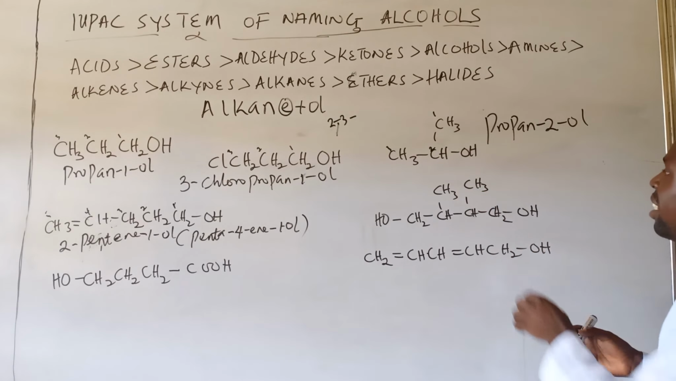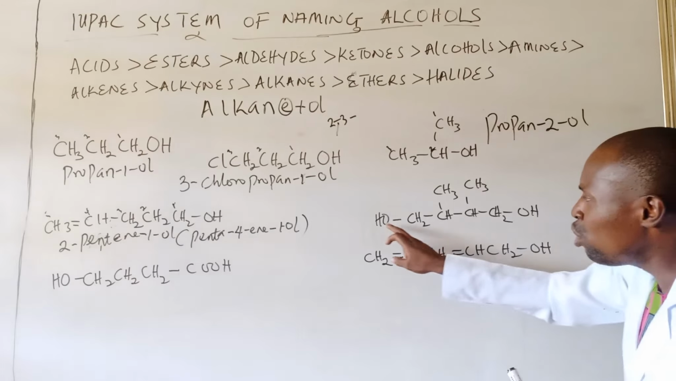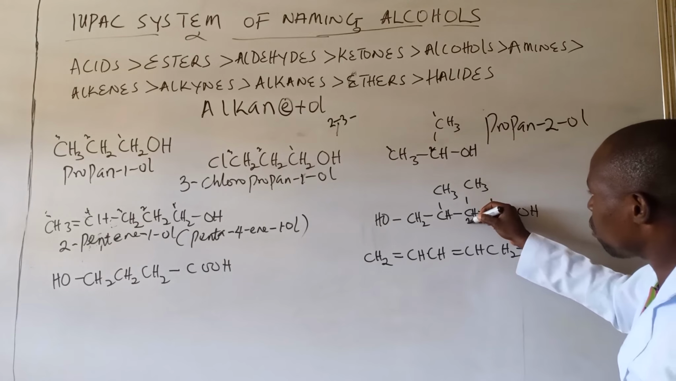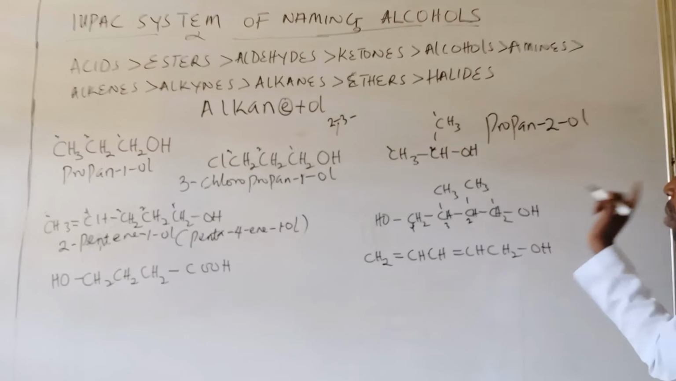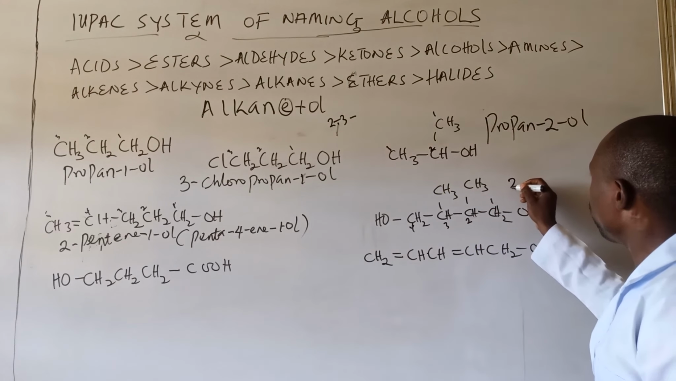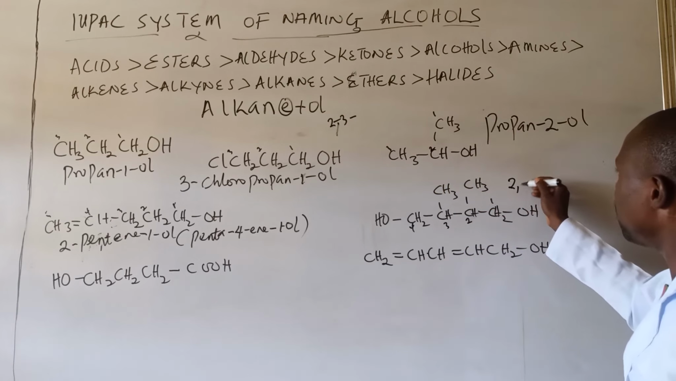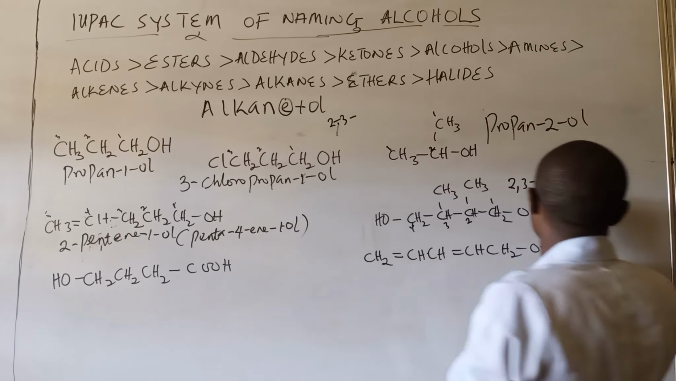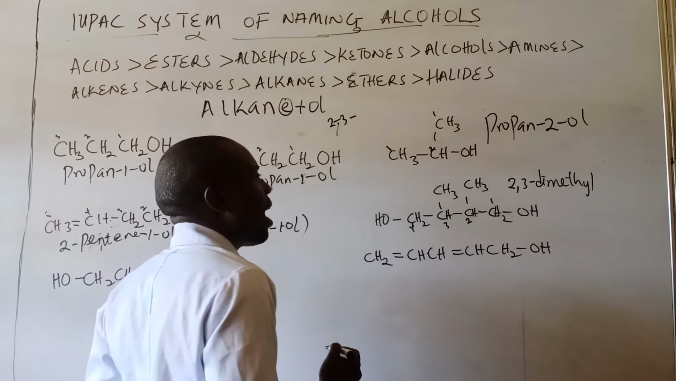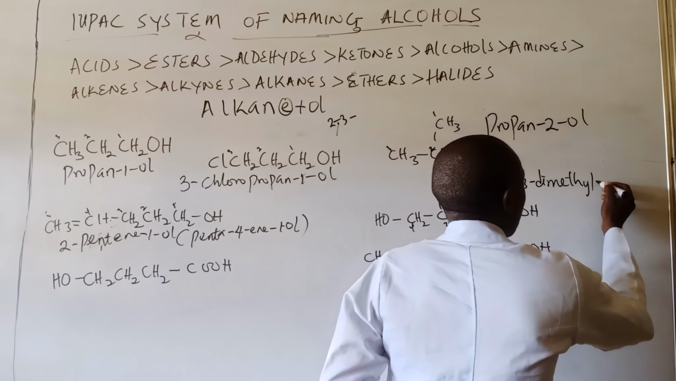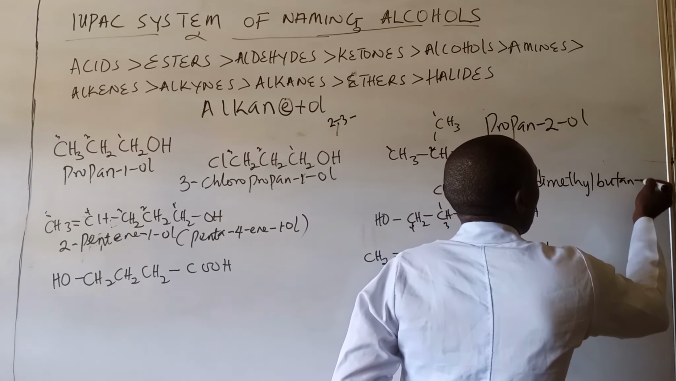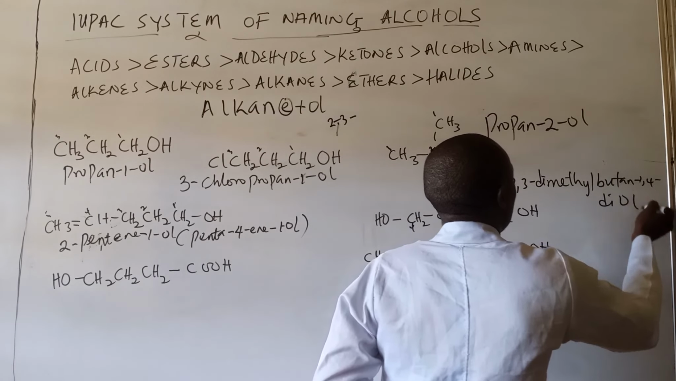Now, in this case here, very simple. If you observe, you are having 2 hydroxy groups here. So you have to choose which side to name it from. So 1, 2, 3, 4. Now, the substituents here are at 2, 3. That's 2,3-dimethyl. So butan-1,4-diol.